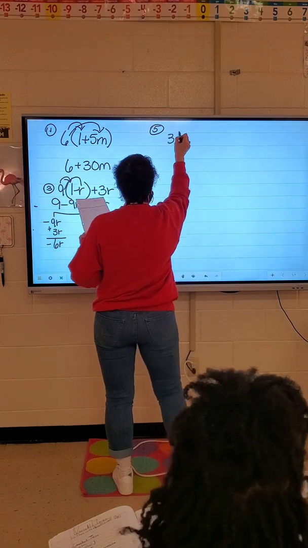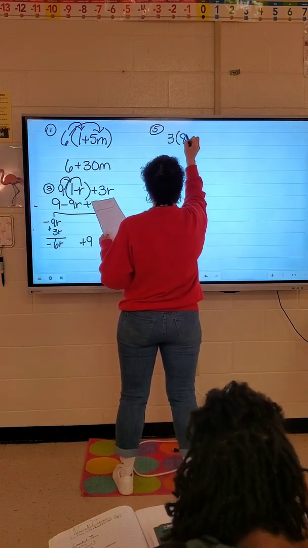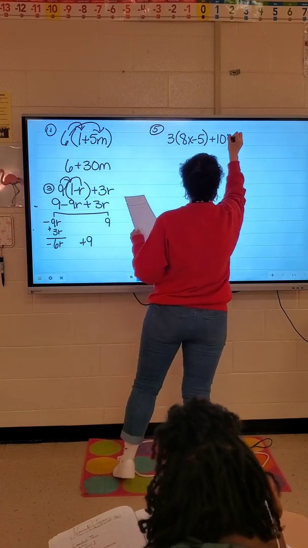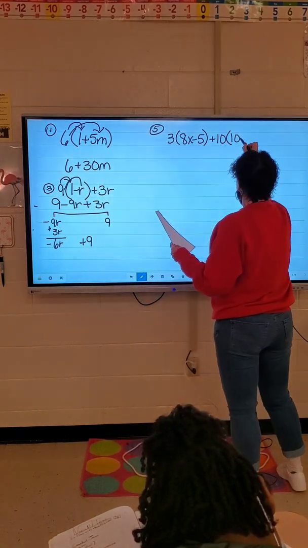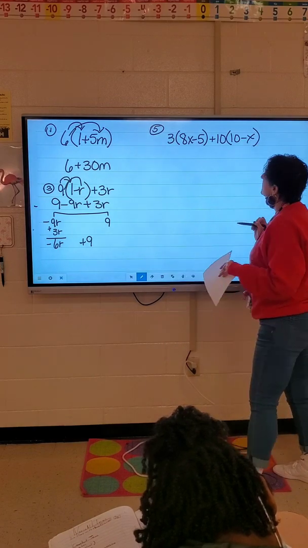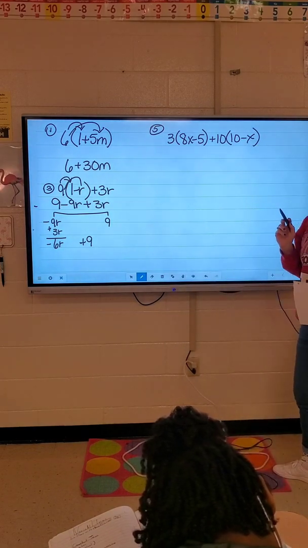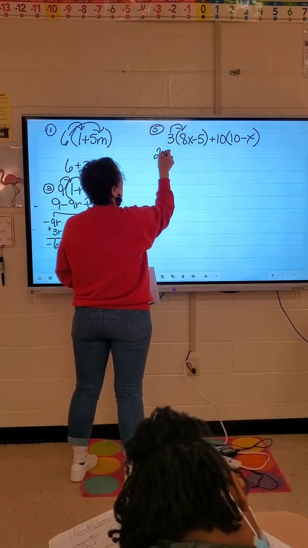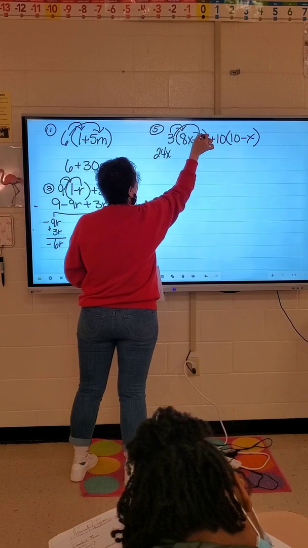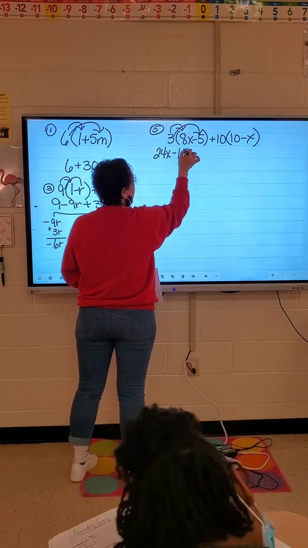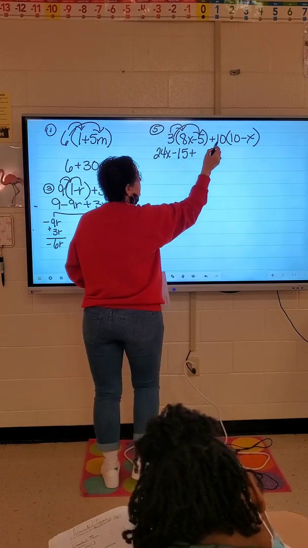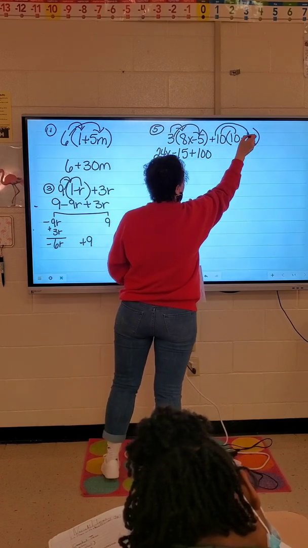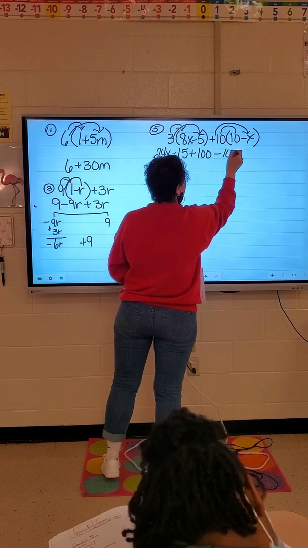3 times 8x minus 5 plus 10 times 10 minus x. We got to do the distributive property first, okay? 3 times 8 is 24x. 3 times negative 5 is a negative 15. Plus 10 times 10 is 100. 10 times a minus x is a minus 10x.